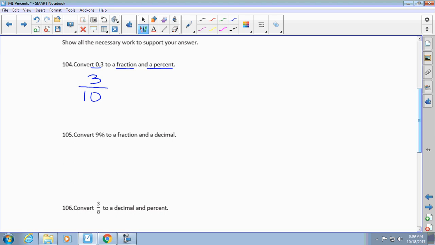Sometimes those will need to be simplified. Obviously, this is in simplest form, but sometimes if you have something like 25 hundredths, for example, we could then simplify it down. Does that make sense, everyone? But it gives you a good starting point. All right, now that's a fraction.